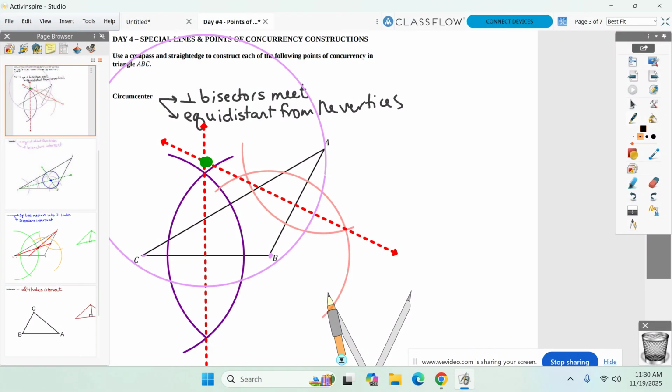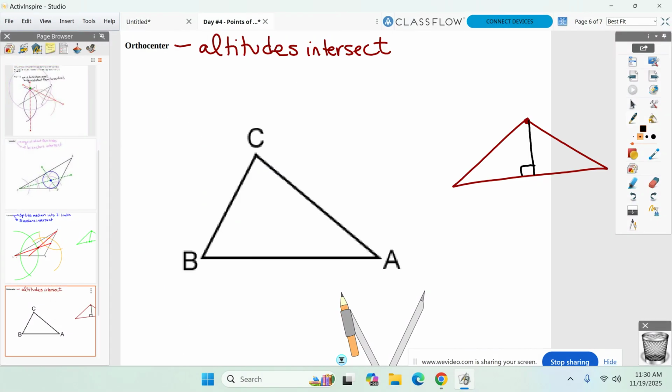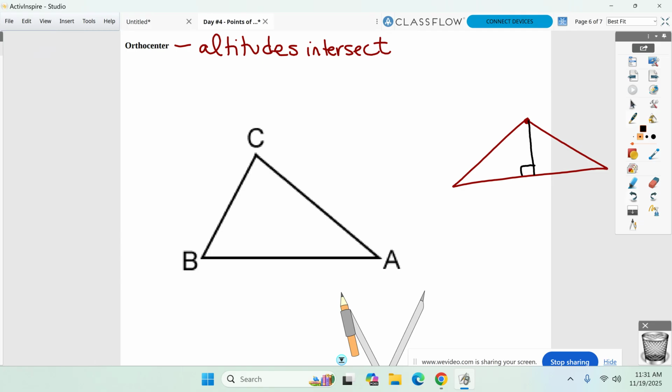And the answer is no. Here's why. Because it would not go through your vertex. It'd probably look something like that. It would not go through the vertex, unfortunately. So that one is not going to help. But there is one on there that will help.